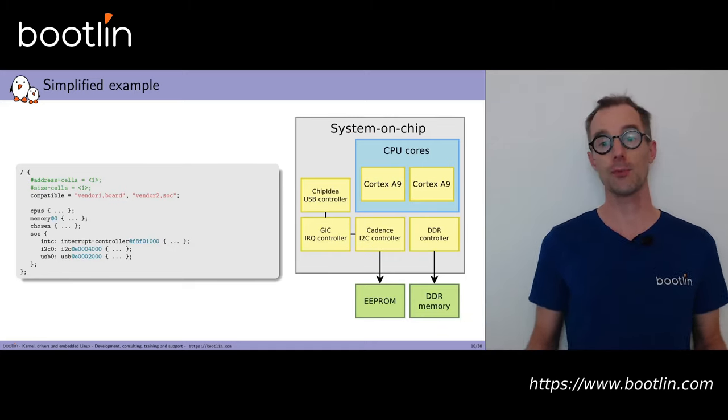There is also a special value that can be used for some compatible string called simple bus. This is the value that is used for a node in the device tree which represents a bus where all subnodes are devices that are memory mapped. So it is very common that one of the top level nodes describing all the devices in your system on chip will use that compatible value.